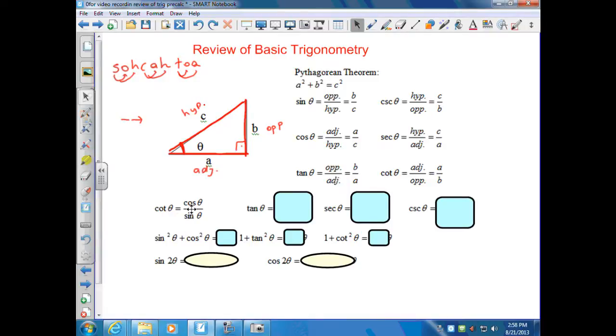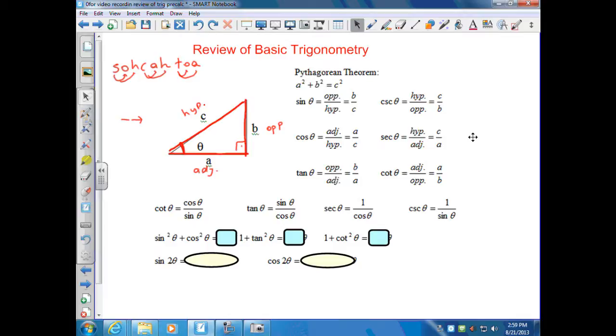Cotangent in terms of tangent, of course, is 1 over tangent, but cotangent in terms of sines and cosines is cosine over sine. Tangent is sine over cosine. And in terms of sines and cosines, what is secant going to be? 1 over cosine, right? And cosecant is 1 over sine. Again, if you don't remember any of these things, I would highly recommend using flashcards.